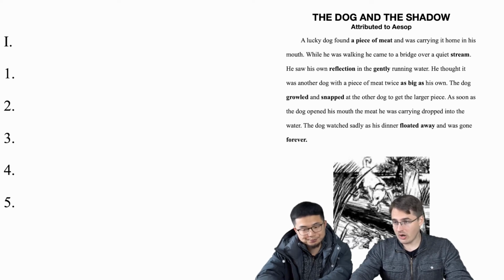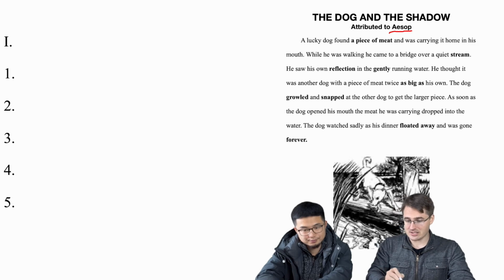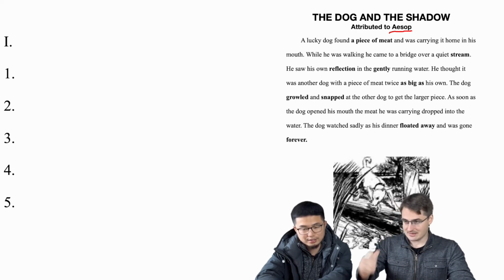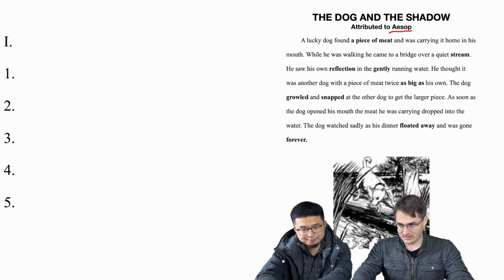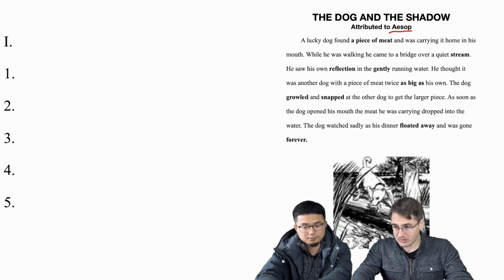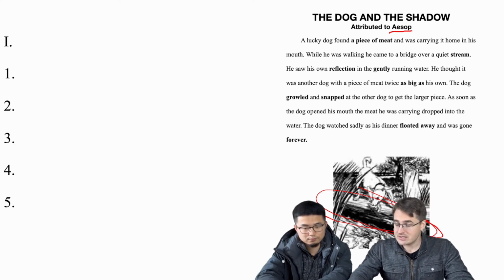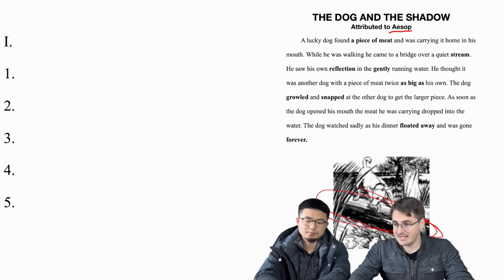Okay. The Dog and the Shadow, attributed to Aesop. If you don't know, Aesop is a very famous Greek writer of fables. Aesop's Fables. Okay. A lucky dog found a piece of meat and was carrying it home in his mouth. While he was walking, he came to a bridge over a quiet stream. Here you see the dog on a bridge. It's just a log. He saw his own reflection in the gently running water.